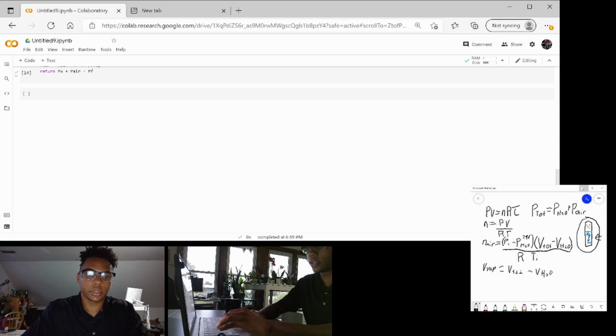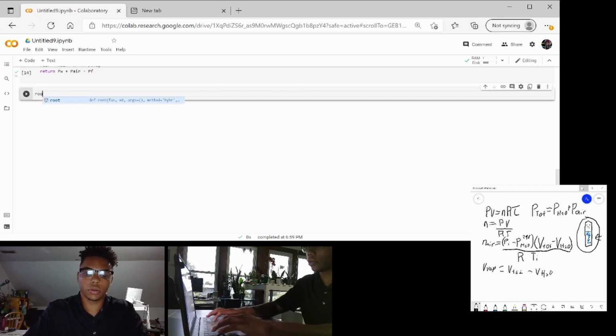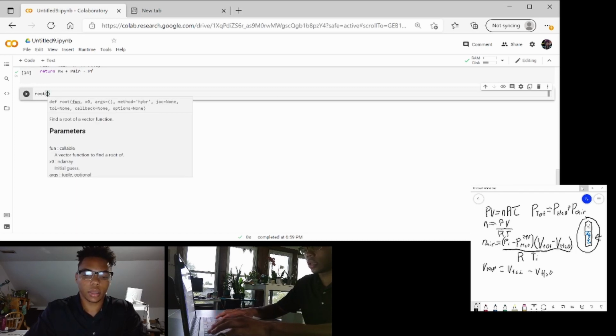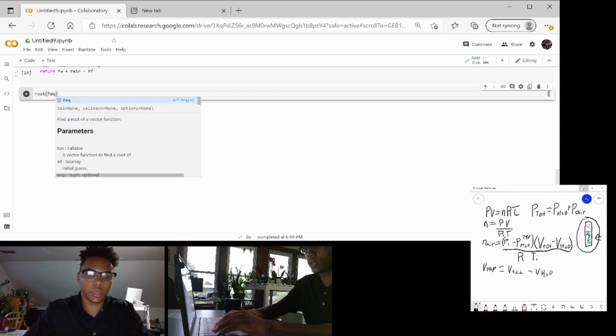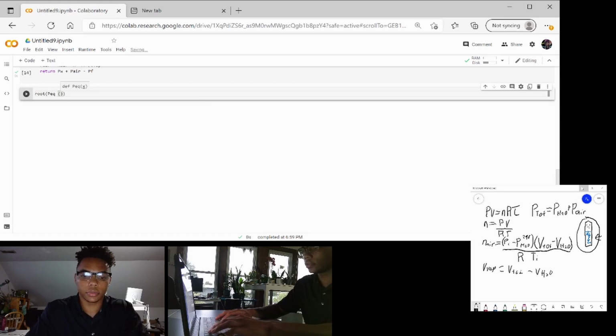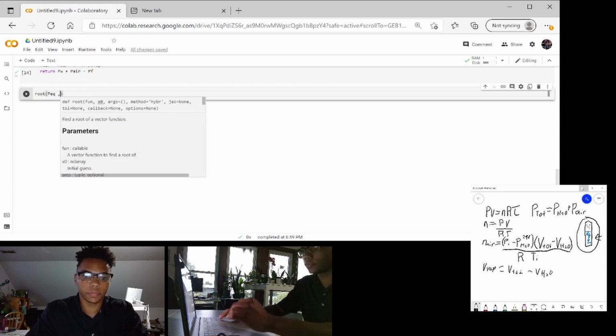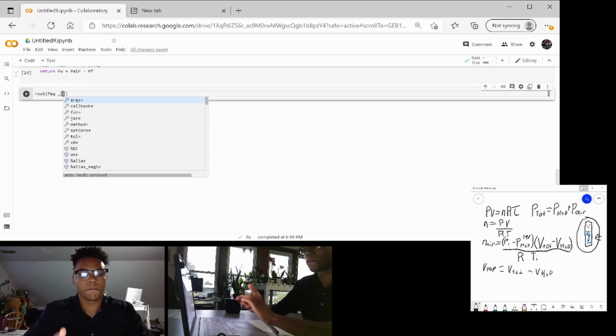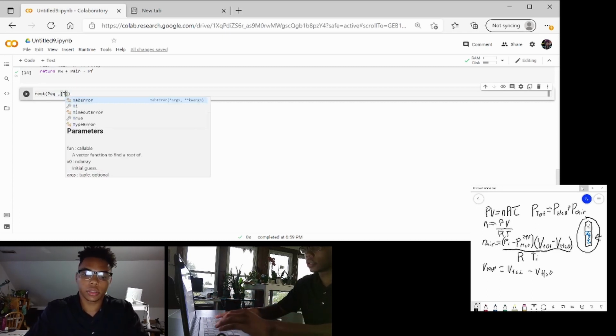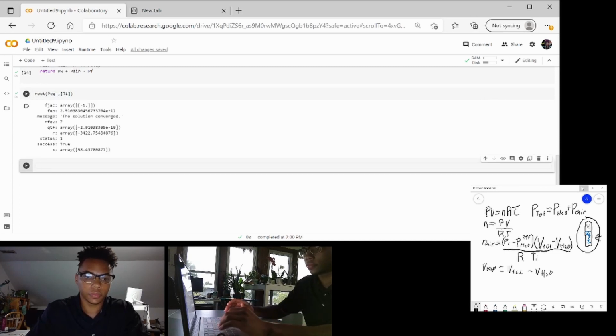And what we get to do next is root, and from our list of equations, we need to put an initial guess. What would be a good guess? We're just going to use our initial temperature, so it has something that it can't be lower than, if that makes sense. So TI, shift enter. Would you look at that?